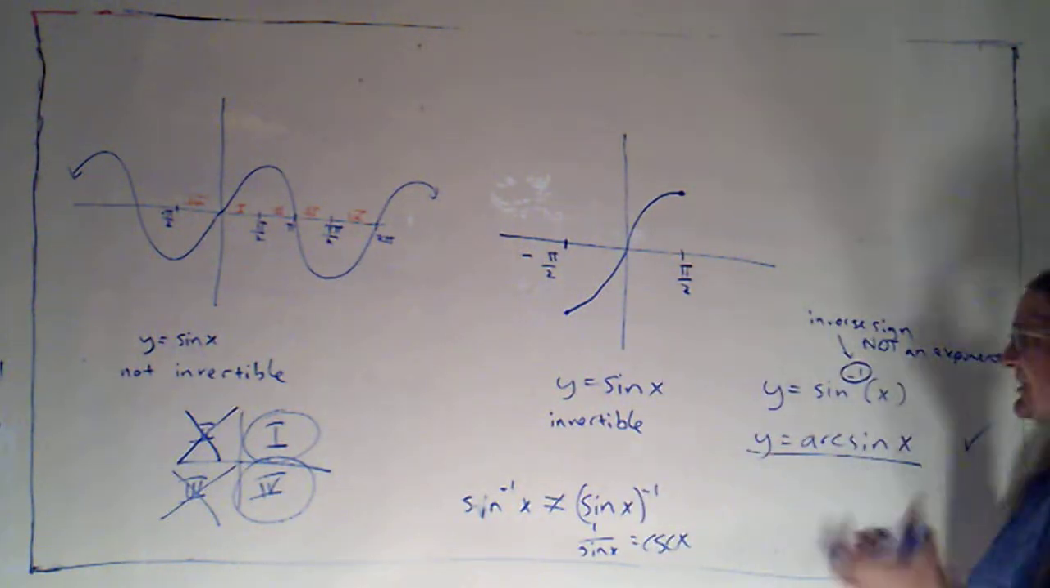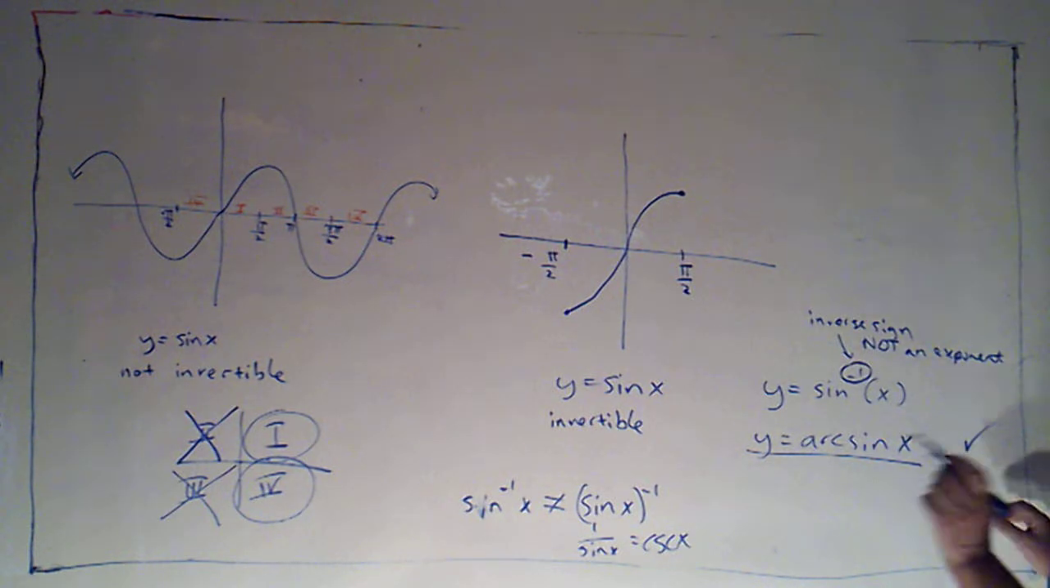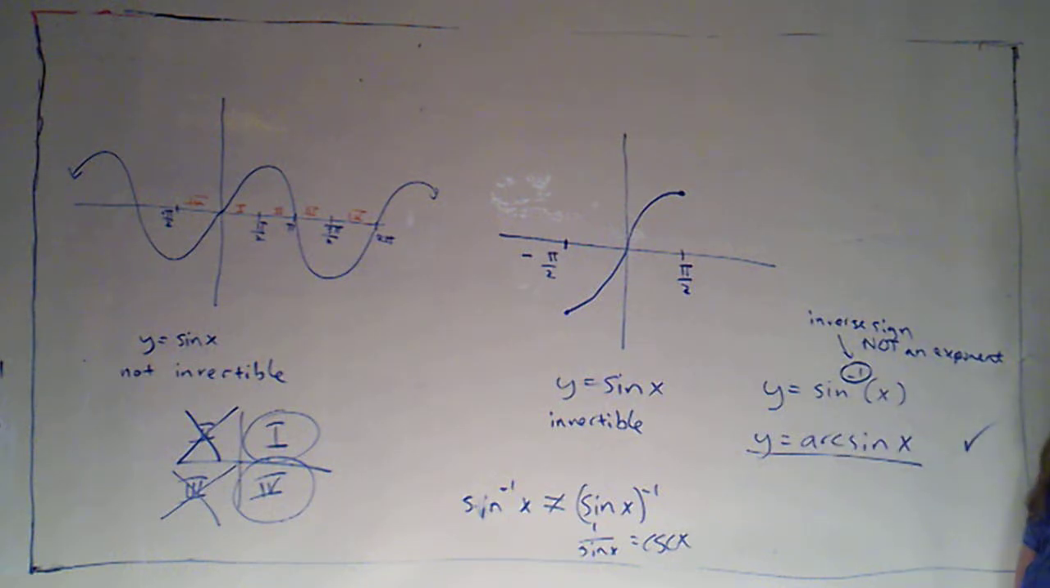Taking the reciprocal and switching the roles of x and y are not the same thing. So if you're at all likely to confuse that, I recommend that you go with this name. Okay, y equals arcsin of x.